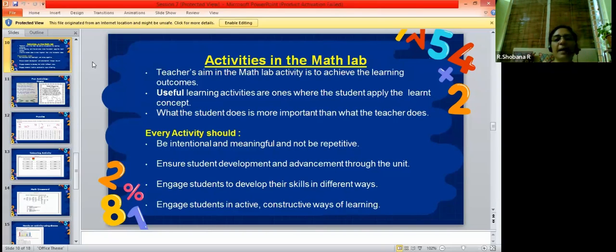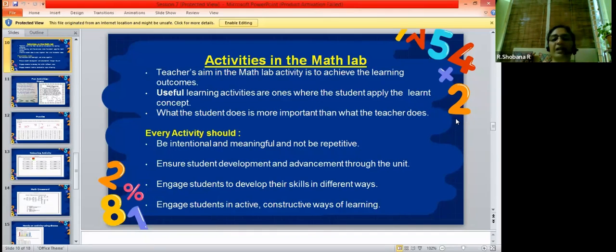So activities in the math lab, the teacher's aim in the math lab activity is to achieve the learning outcome. What is the learning outcome that a teacher is expecting the student to achieve through this activity? That must be the main core of the activity, and the teacher must plan the activity towards that learning outcome.